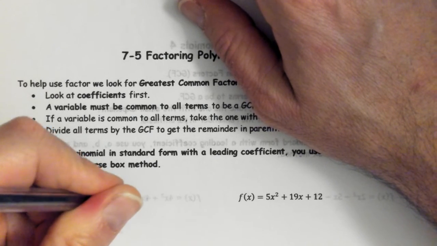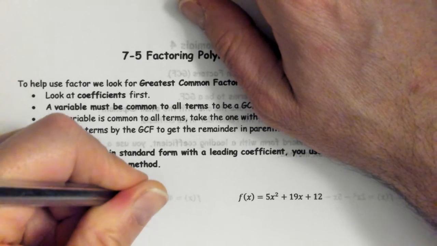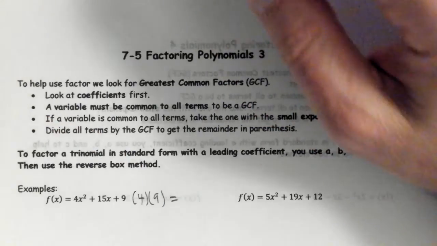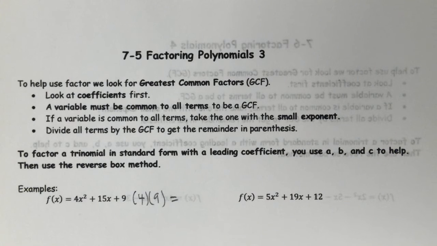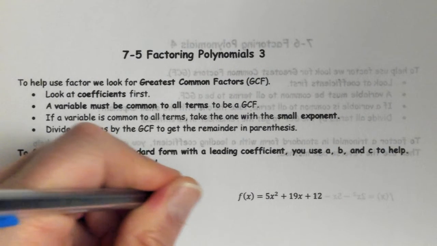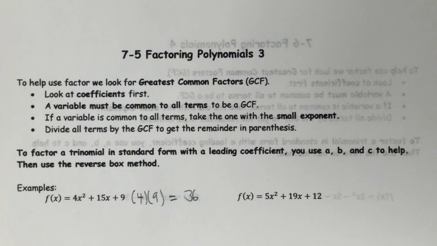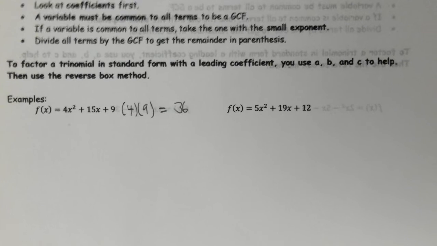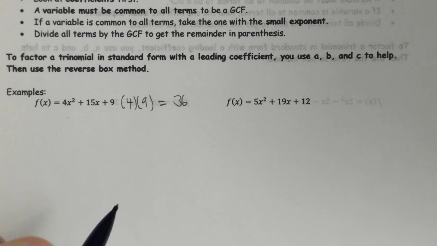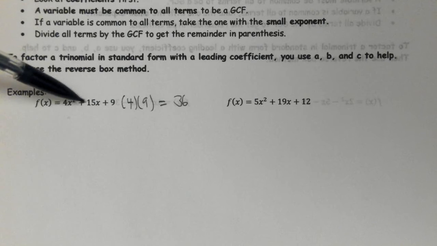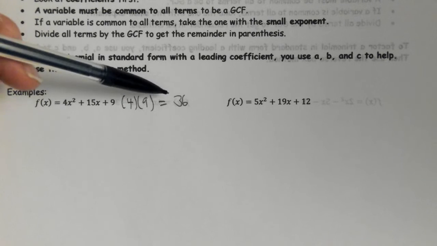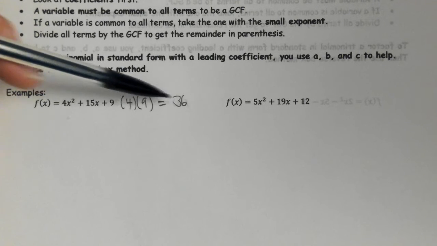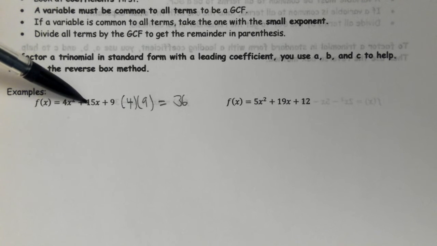So my A is 4, my C is 9, and I want to multiply those two numbers together. Well, 4 times 9 gives me 36. Alright, now here's how it works. What we want now is two numbers that multiply together to give us 36, but at the same time they can combine together to give me a positive 15 in the middle. So I need to think about two numbers that multiply to 36, but at the same time their sum is going to be 15.